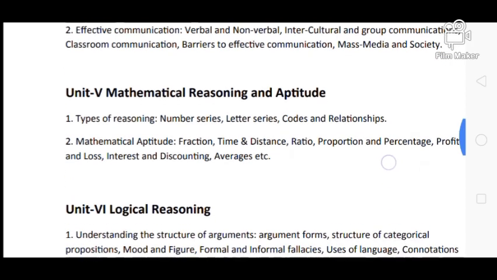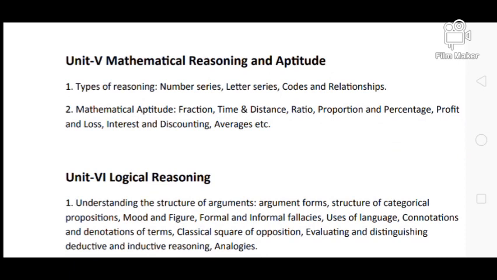Now let us see Unit 5. In the Unit 5, we have mathematical reasoning and aptitude, a very important part. First point, types of reasoning. What are the types of reasoning? We have to know about this.